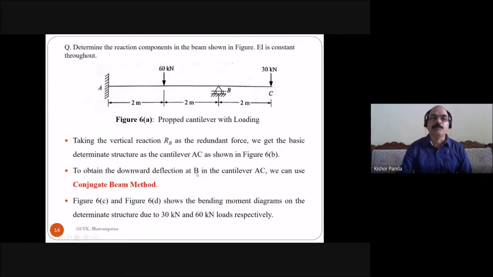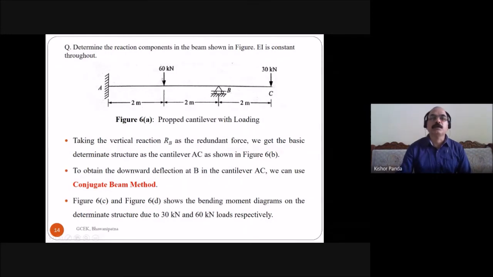To obtain the downward deflection at B, you have to find out the downward deflection at B due to this loading, and the upward deflection at B due to the redundant force. Then, for the consistency requirement, the net deflection at B is equal to 0. So you take the downward deflection due to these two loads at B, and the upward deflection due to the redundant force RB. Then after equating these two deflections, you will find out the reaction at B.